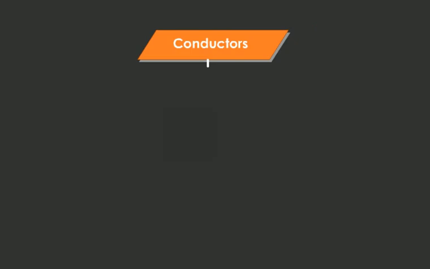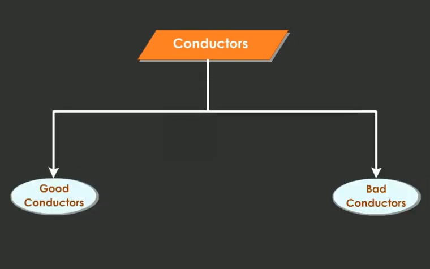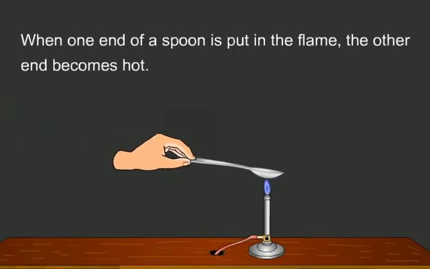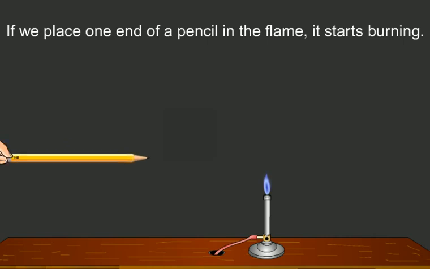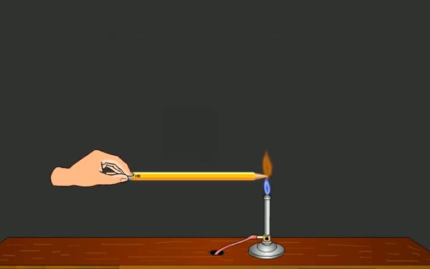Students, there are two types of conductors: good conductors and bad conductors. When one end of a spoon is put in the flame, the other end becomes hot after a short while. But if we place one end of a pencil in the flame, it starts burning, and the other end does not get heated up. This clearly shows that all substances do not conduct heat equally.